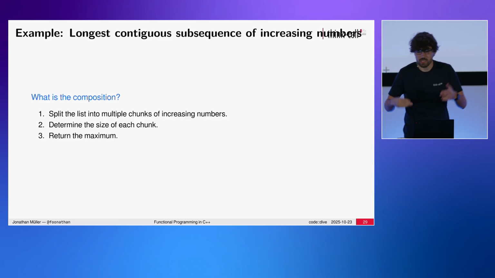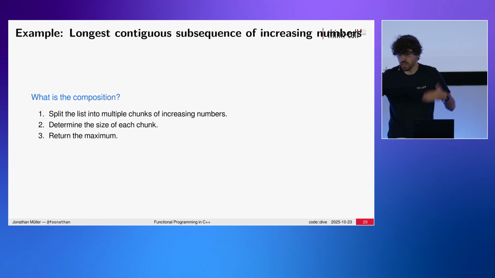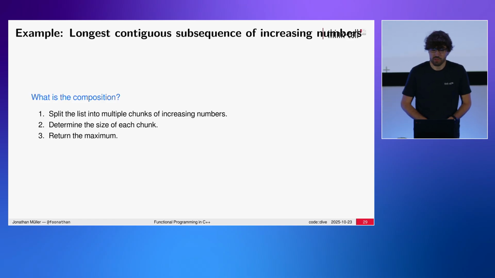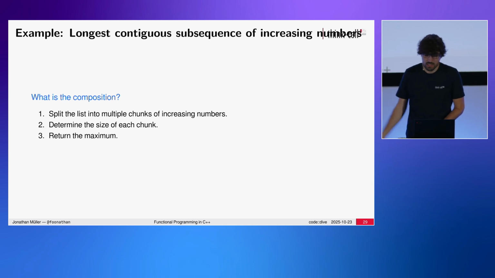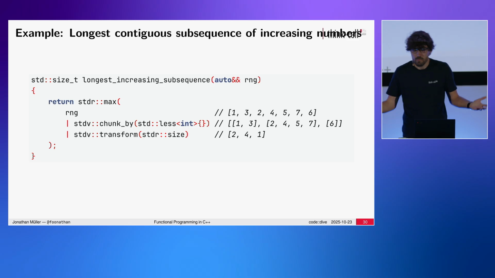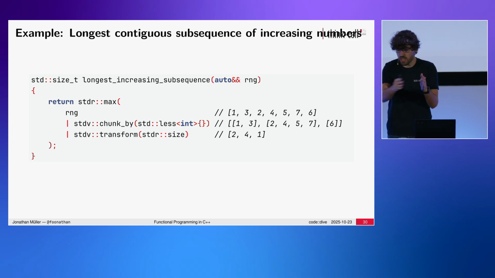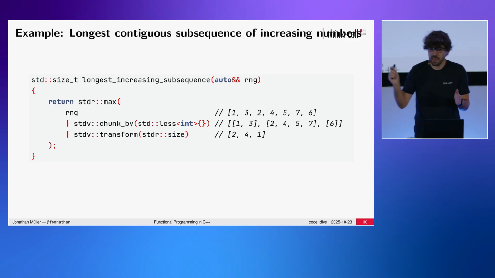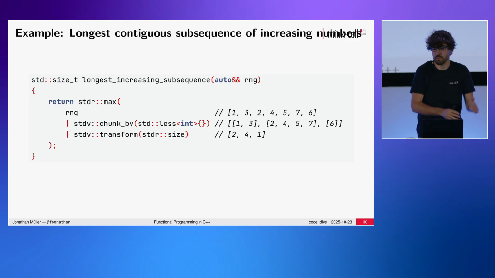Well, we want to split the list into multiple chunks of increasing numbers. Then we want to determine the size of each chunk and return the maximum of that. And thanks to the power of views, this is a one-liner. We take our range and we pipe it into chunk_by. Now, chunk_by looks at two adjacent elements in the input, and whenever the predicate returns false, it splits them into separate sublists.